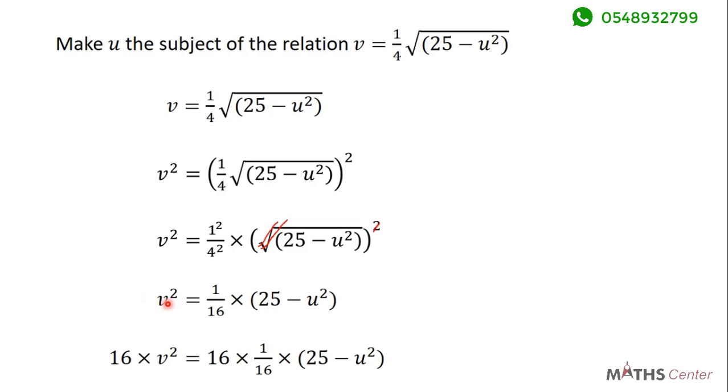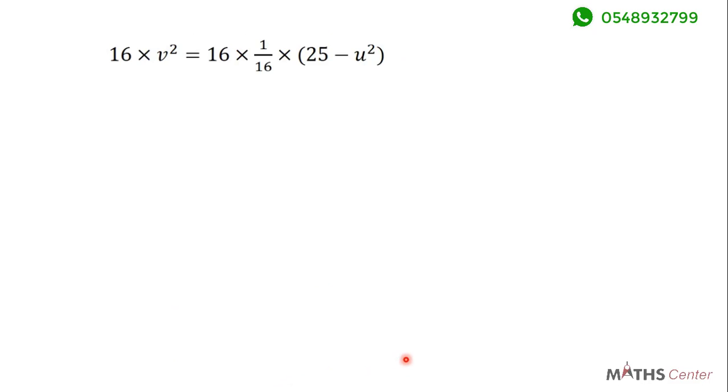The left hand side is v squared, so 16 times v squared. The right hand side is 1 over 16 times 25 minus u squared, so 16 times 1 over 16 times 25 minus u squared. When you continue with the simplification, 16 times v squared will give us 16v squared. Now this 16 will cancel this 16 to give us 1 here and 1 here. So we will have 1 times 25 minus u squared, which will give us 25 minus u squared.